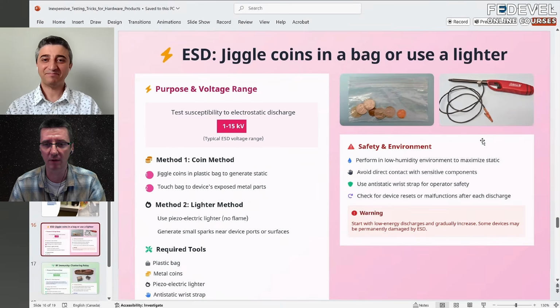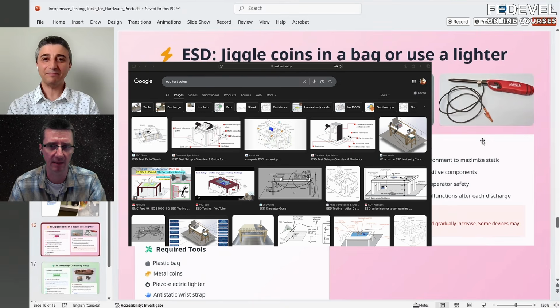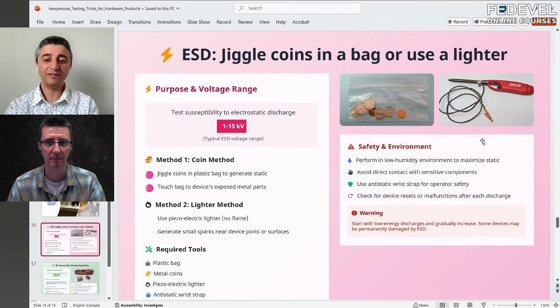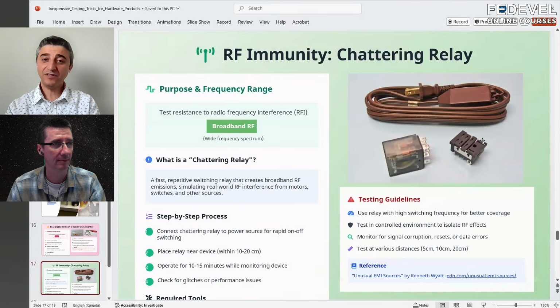When people search for ESD setup or something, they will find it. Exactly. So once you go, you can easily find that one. Next one is the RF immunity.